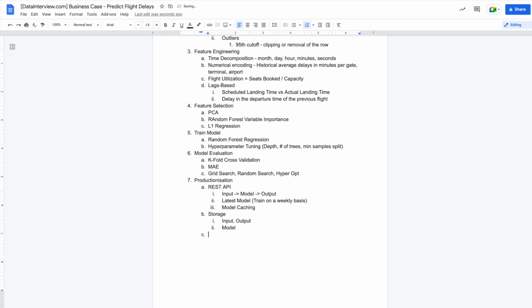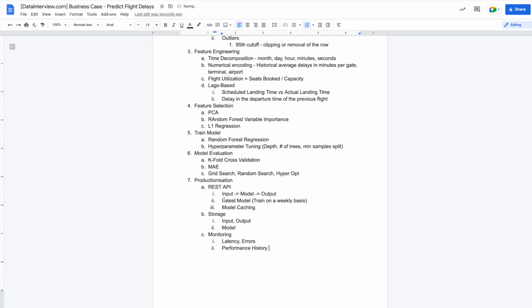And the last part is monitoring. So this is important because I always want to ensure that the health of the model is sound. I'm checking for the latency. I'm also checking for errors. And I'm also looking at the performance history.